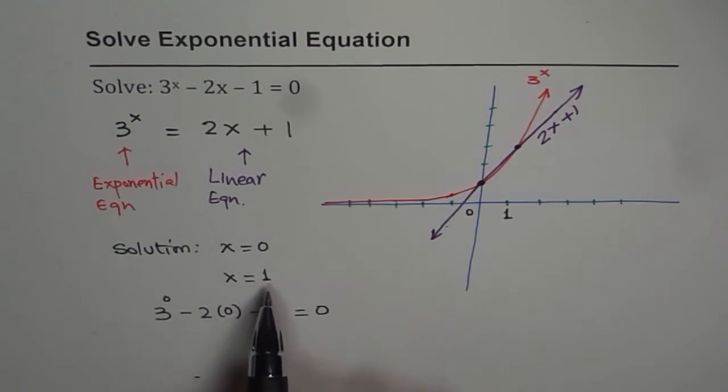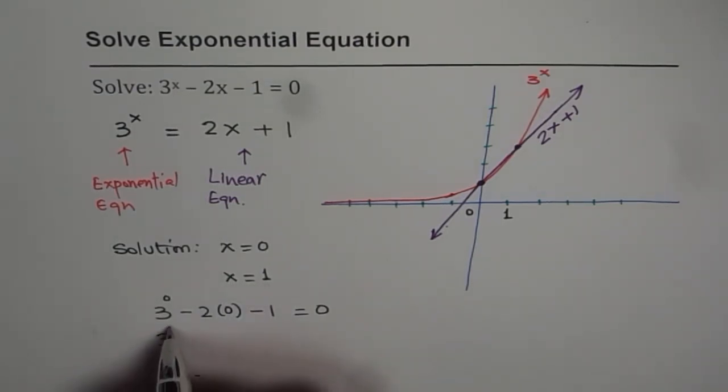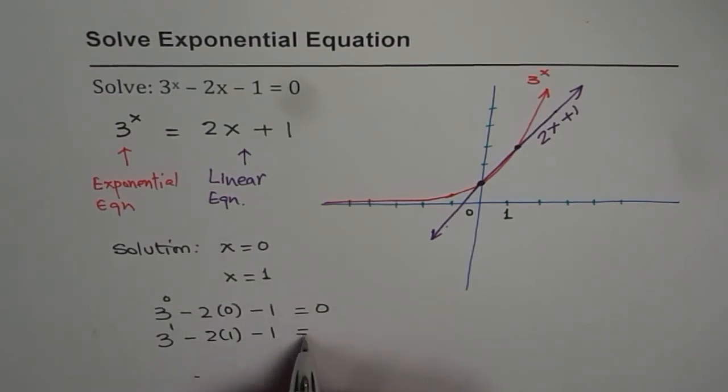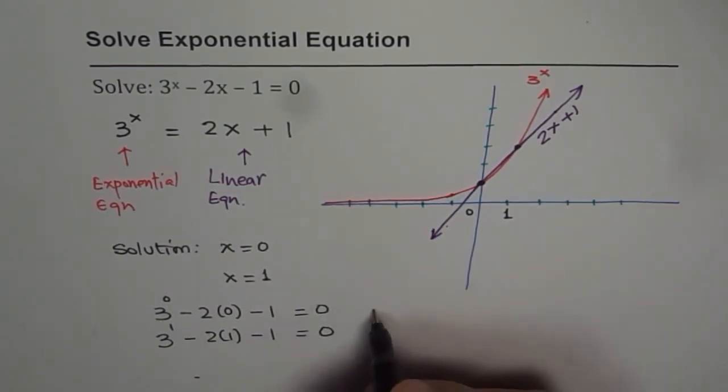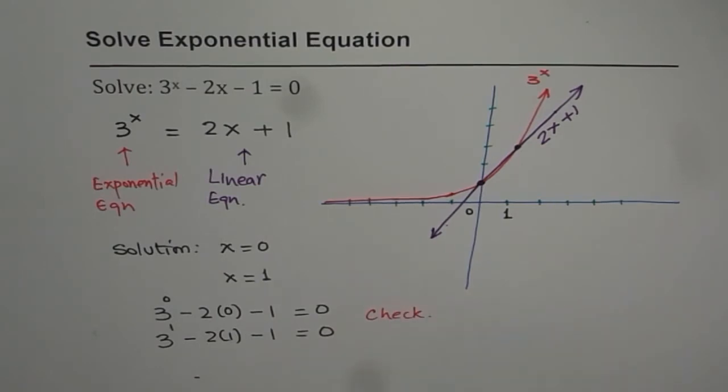If I put x equals 1, then what do I get? 3 to the power of 1 minus 2 times 1 minus 1. 3 to the power of 1 is 3, minus 2 times 1 is 2, which gives me 1, and 1 minus 1 is also 0, right? So that is the check for our solution, right? So we have checked it. It works perfectly fine. I think this is the simplest way to solve this particular equation, 3 to the power of x minus 2x minus 1.